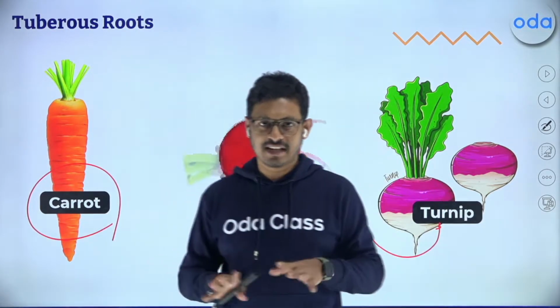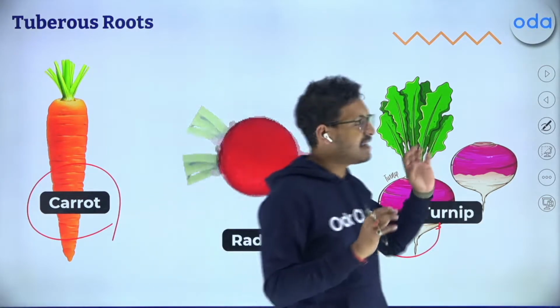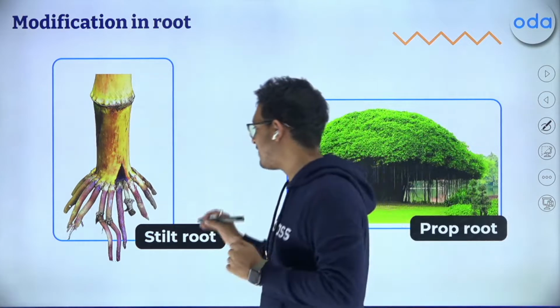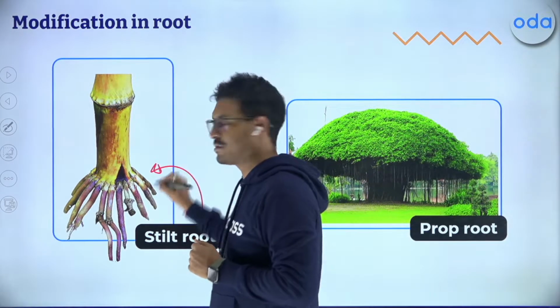These are all different types of modified roots only. And not only these, there are more examples. Let me show you two of the most interesting ones that I find. One is called a stilt root.